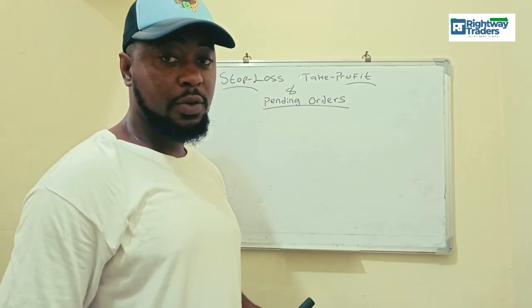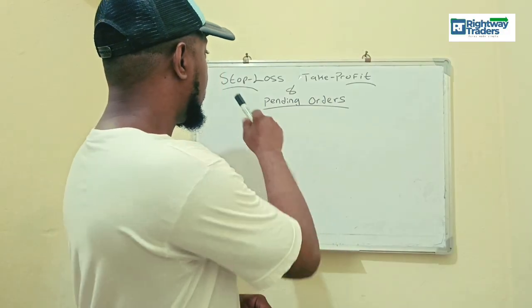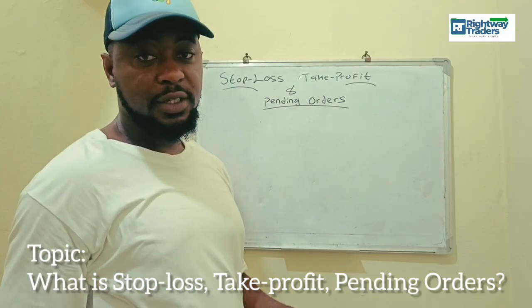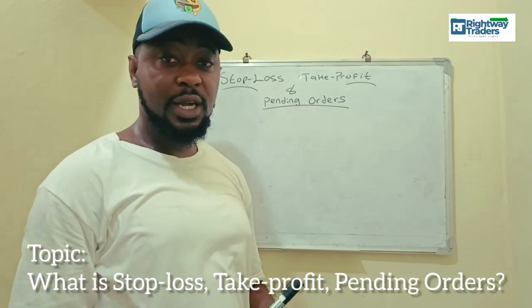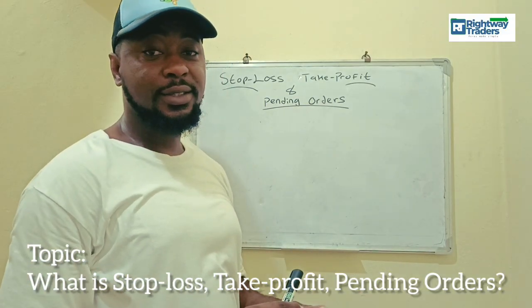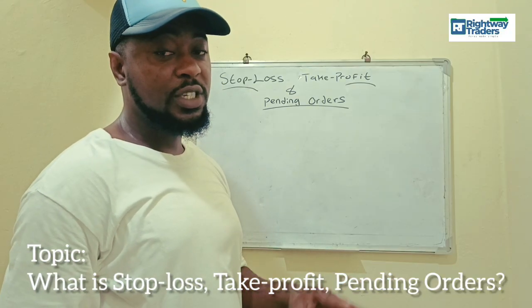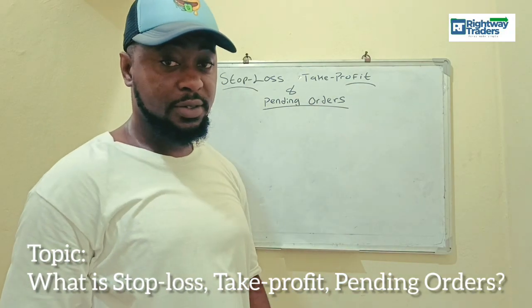So in today's topic, we are explaining the terms stop loss, take profit, pending orders. Now in forex trading, especially retail trading, these are automations. These are things that you set and they get triggered on their own. Okay. So in this video we want to explain these terms, why we use them in forex trading and how you're going to use them.